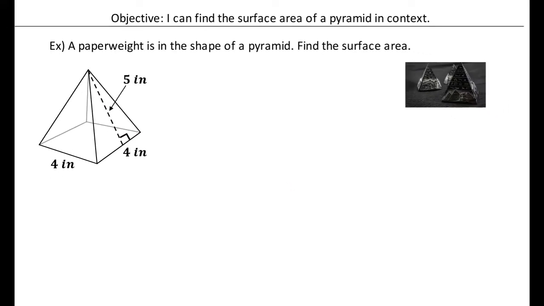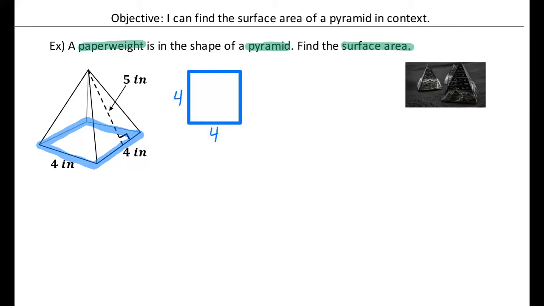Okay. I notice this one says we have a paperweight. It's the shape of a pyramid. You're supposed to find the surface area. So looking at the base, you always want to start with the base. Is this going to be a square or a rectangle? A square, because the sides are the same, right? So this time I have a square, so I'm going to draw a square for my base. And my dimensions for the square are 4 by 4.